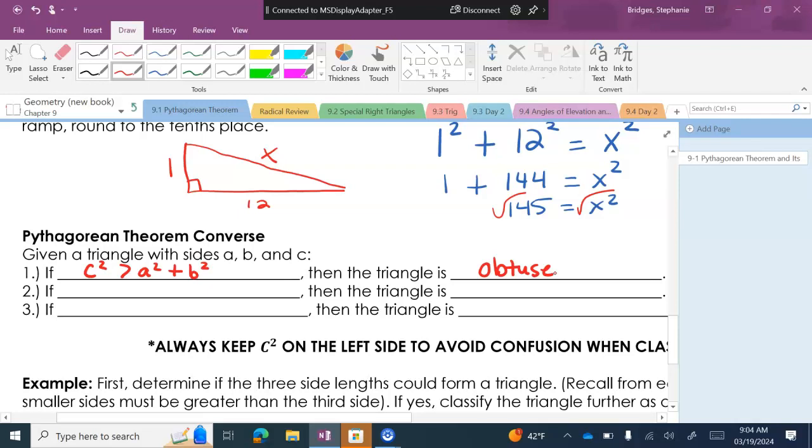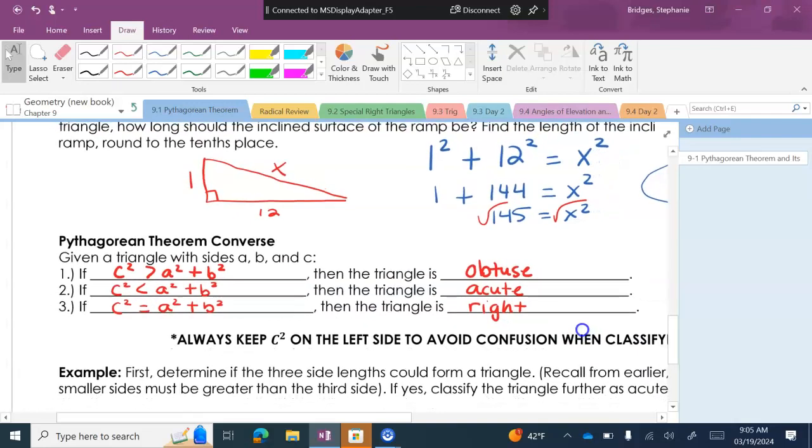All right. If c squared is less than a squared plus b squared, then what do you think the triangle is going to be? Acute, yep. Okay, if c squared is less than a squared plus b squared, the triangle is acute. And then the last one says if c squared is equal to a squared plus b squared, what kind of triangle would that be? Right. Okay. You need to know those.